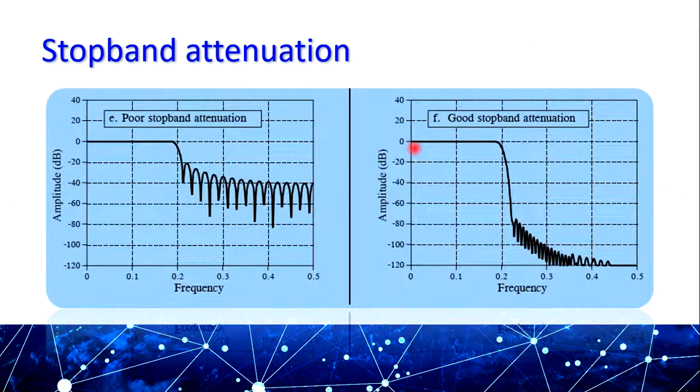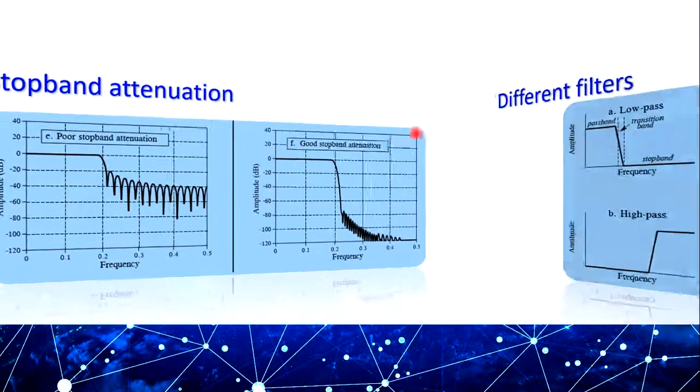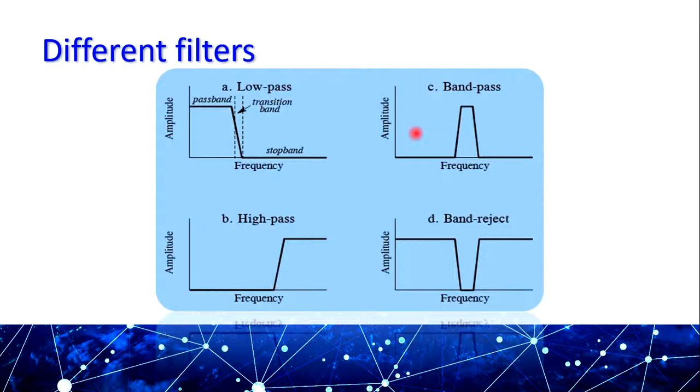To design a good performance filter, there should be good stop band attenuation rather than poor stop band attenuation. As you can see, in the first case we have a filter which has very poor stop band attenuation, while in the second case it has a good stop band attenuation, which means that the second filter is better than the first filter. So, there are different types of filters.